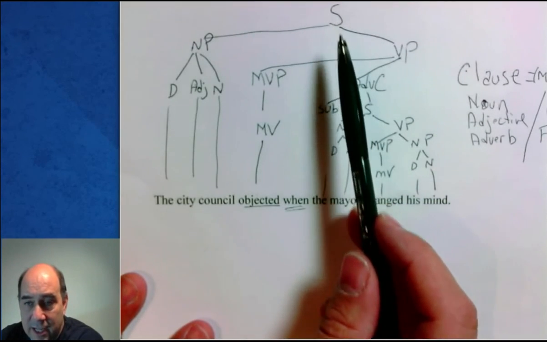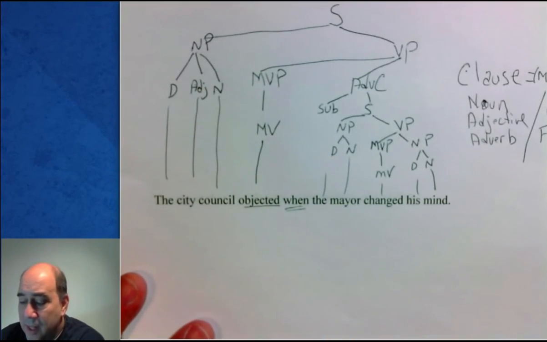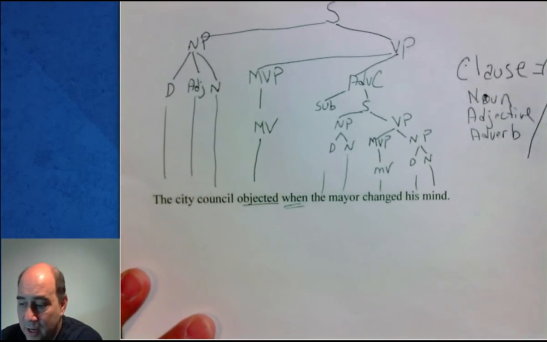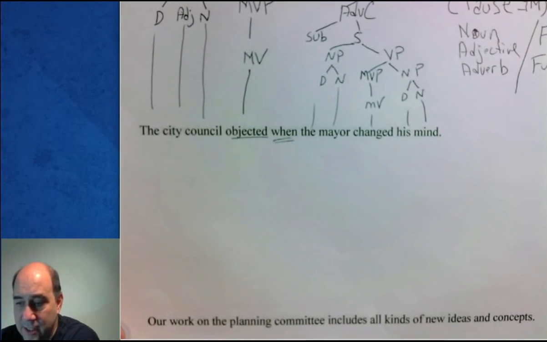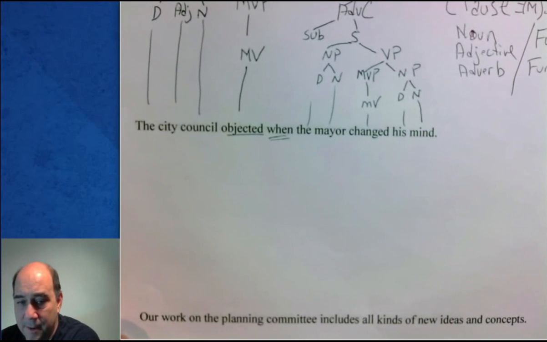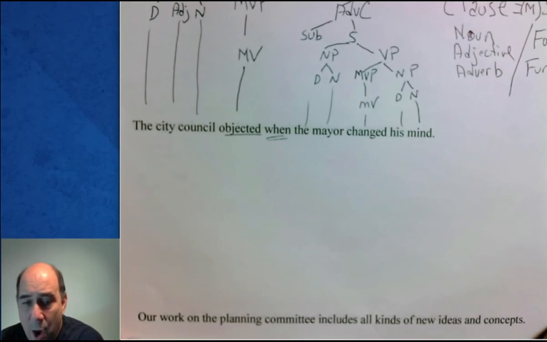Give this sentence an ID and give this sentence an ID. I'm not going to do that, though. Just want to walk through some of the basics today. Okay, let's go look at the second sentence. It's down there at the bottom. Our work on the planning committee includes all kinds of new ideas and concepts.